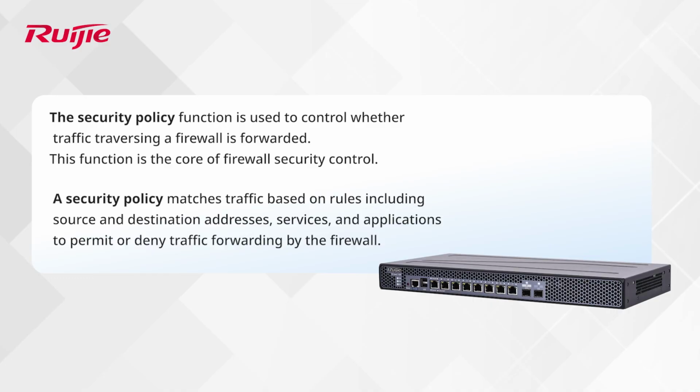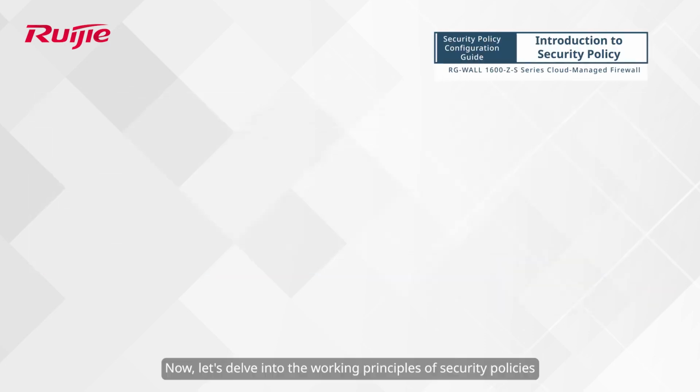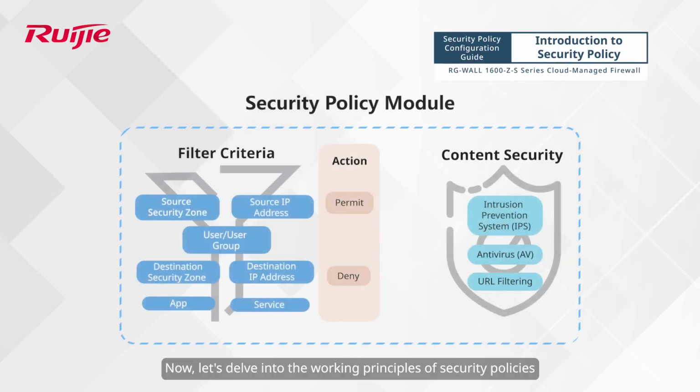A security policy matches traffic based on rules including source and destination addresses, services, and applications to permit or deny traffic forwarding by the firewall. Now, let's delve into the working principles of security policies.